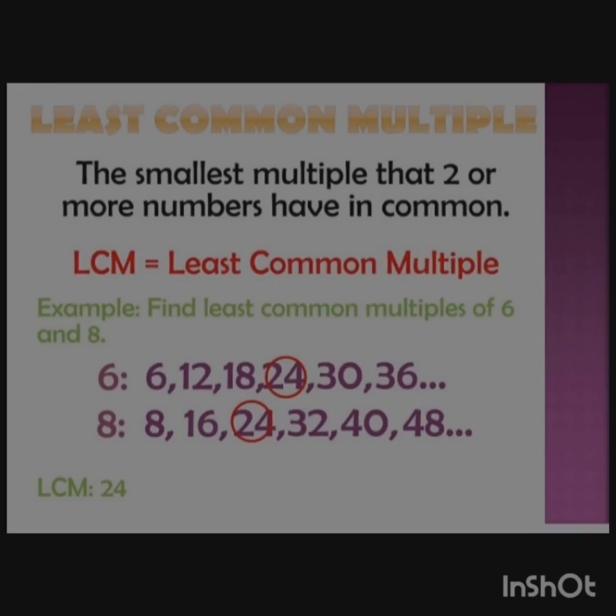Find the least common multiple of 6 and 8. Here we have the multiples of 6 as 6, 12, 18, 24, 30, and 36. Also, we have the multiples of 8 as 8, 16, 24, 32, 40, and 48. And looking at this, we have that the least common multiple is 24, as circled in this place. So the LCM is 24.